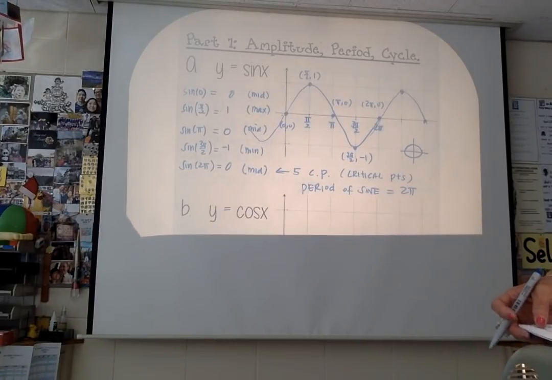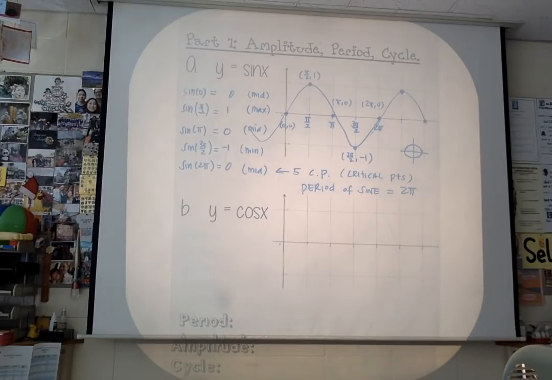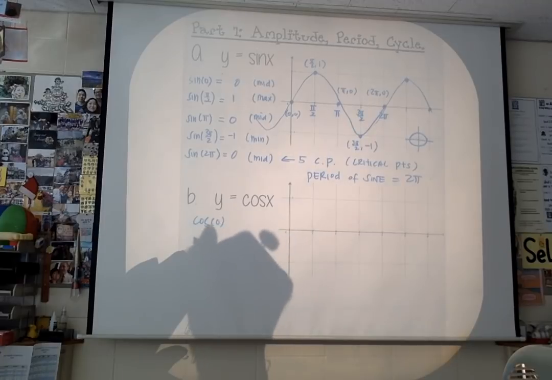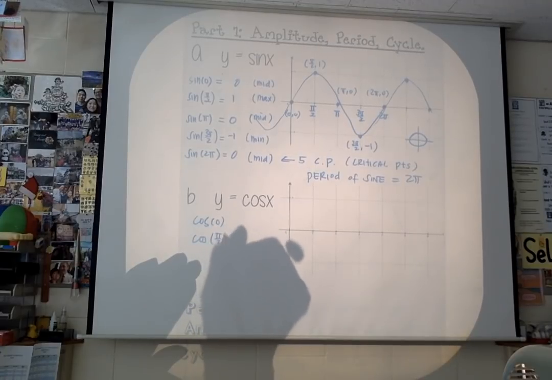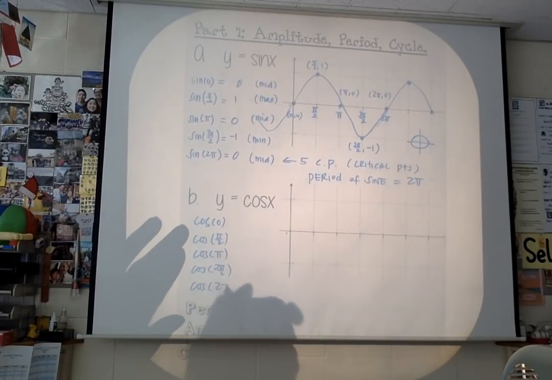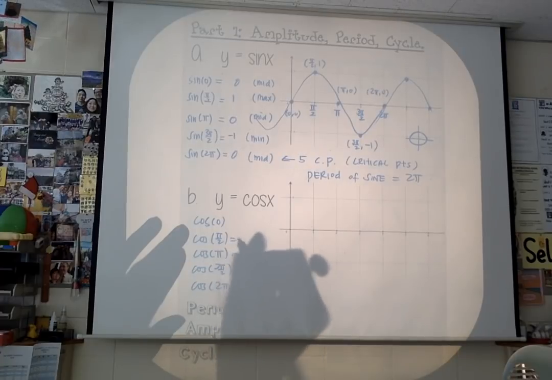All right, let's go to cosine now. We're going to do cosine the same way, okay? Let's do it by plugging in values. What's cosine of 0? Go ahead and do that for me. Cosine of pi over 2. What's cosine of pi? What's cosine of 3 pi over 2? What's cosine of 2 pi?